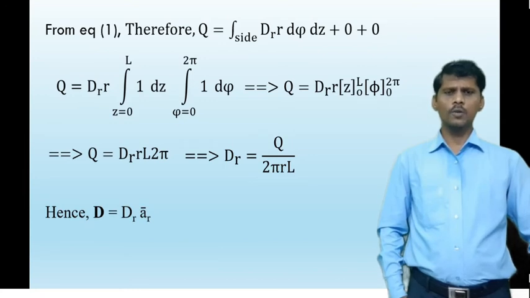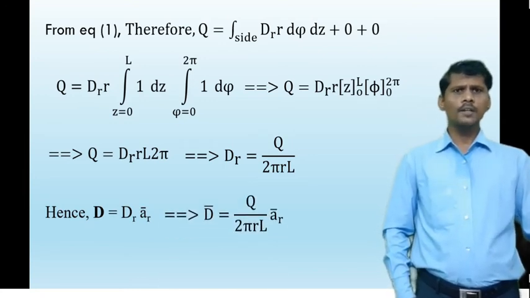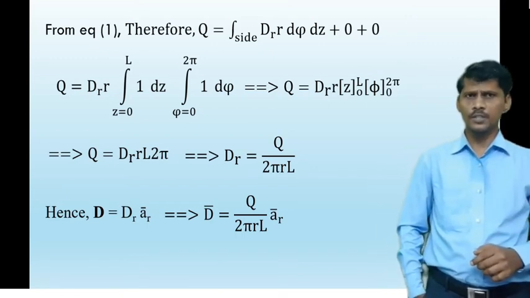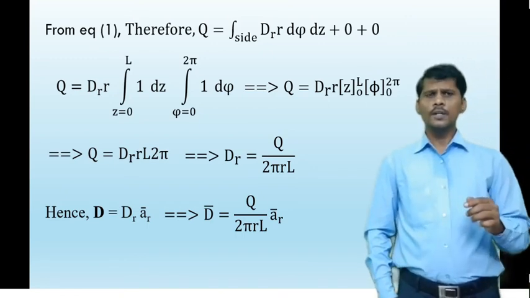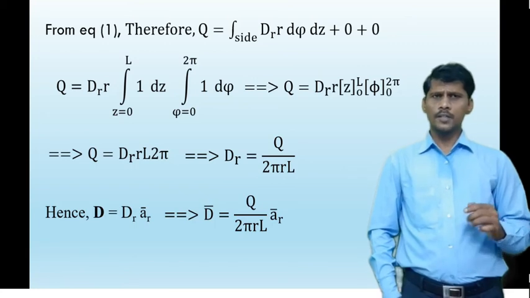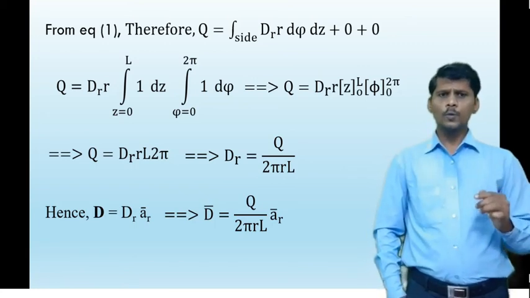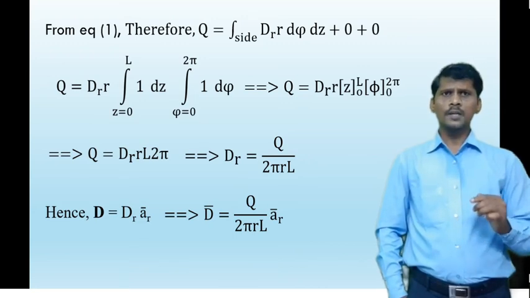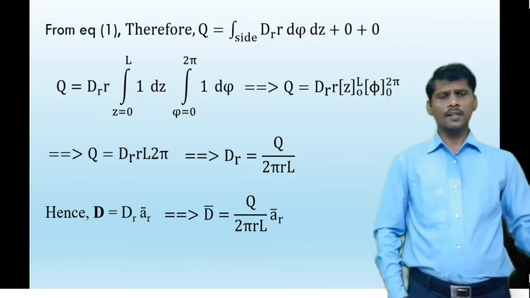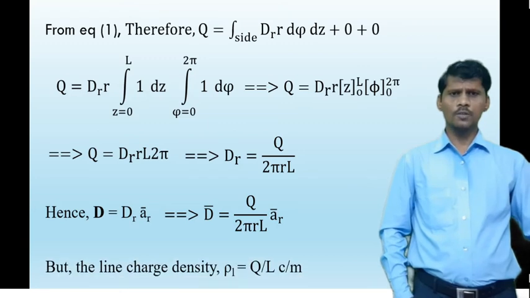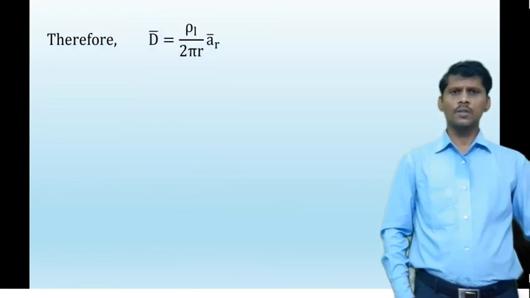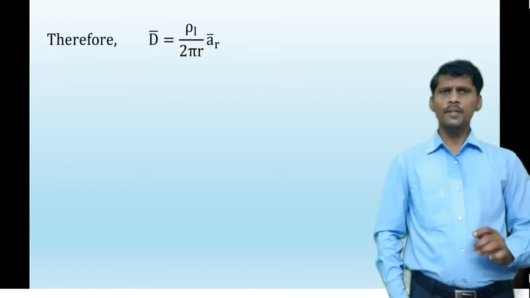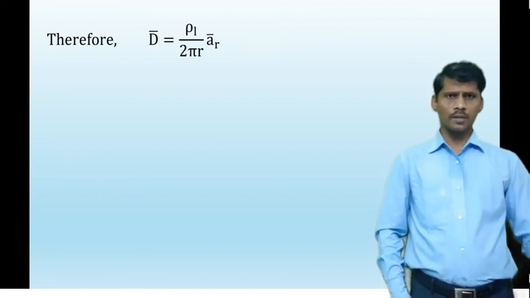Substitute the Dr component value into the radial component of the electric flux density equation. D bar is equal to Dr into ar bar, that is equal to Q by 2 pi r L into ar bar. Total charge by length of the cylinder is the line charge density. So that is equal to rho L by 2 pi r into ar bar.